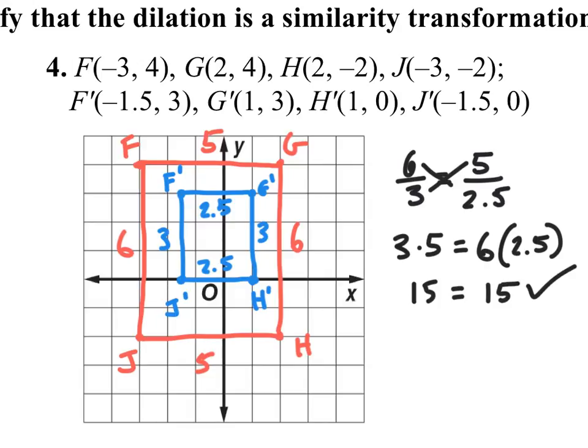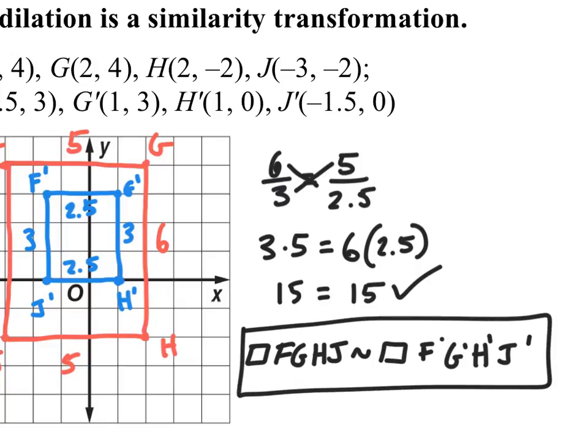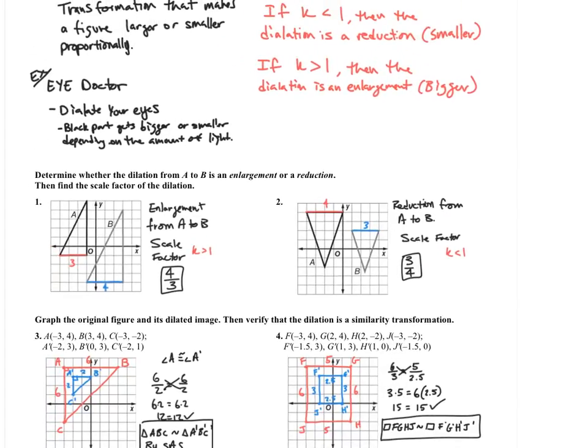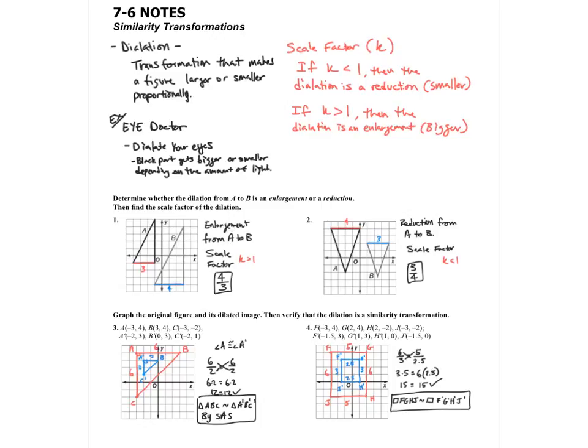And so I know this. I know that quadrilateral FGHJ is similar to quadrilateral F prime, G prime, H prime, and J prime, okay? And I just said because all the sides are proportional. So that's pretty much it. It's kind of easy to do, and it's just something that we need to be able to just take a look at a pair of figures and be able to plot them and find the corresponding sides and do what we've kind of been doing to figure out if things are proportional.